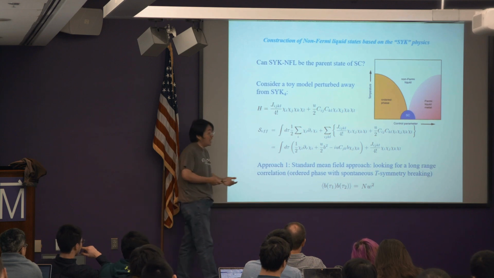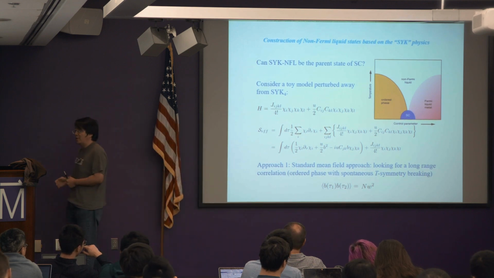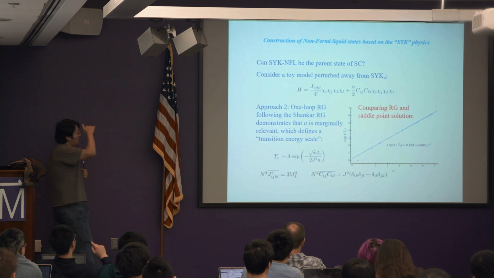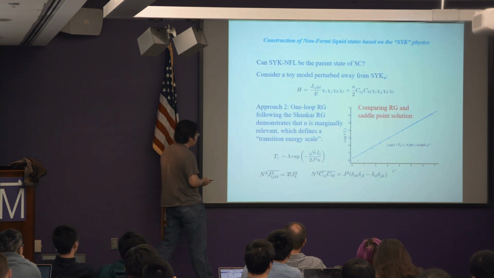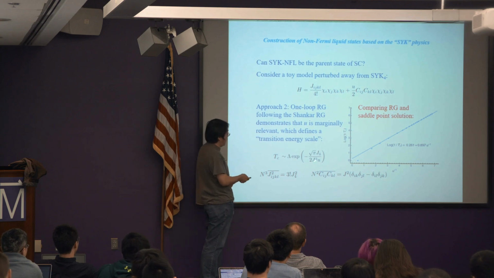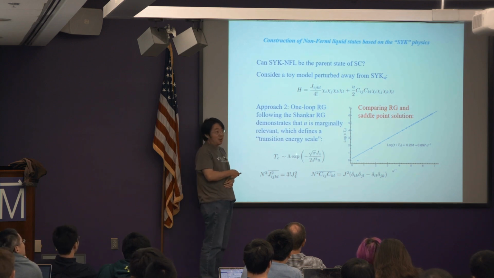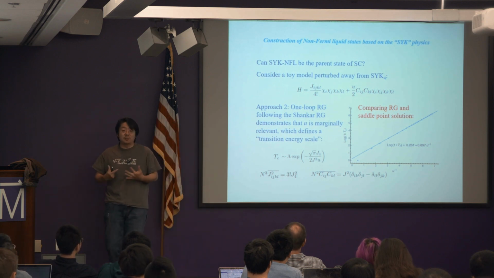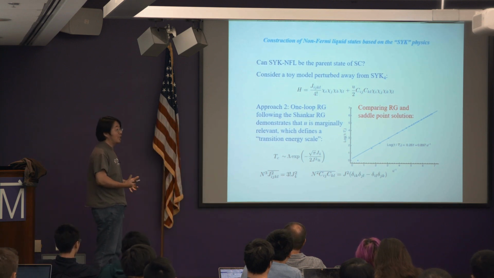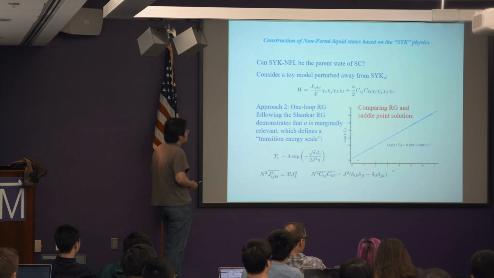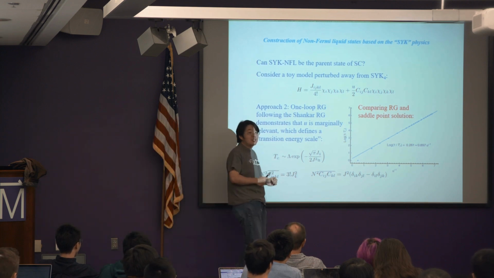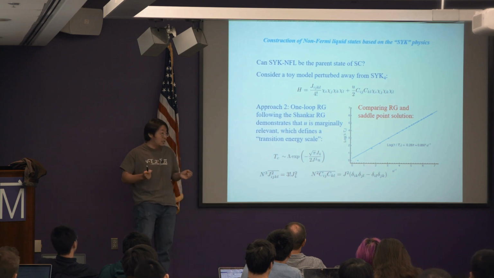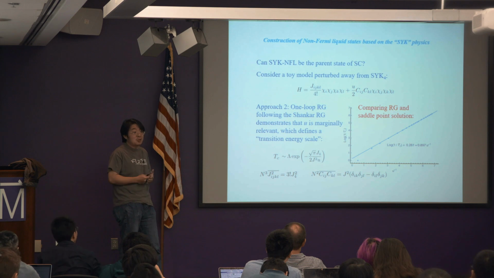It turns out that by solving this G-Sigma action, we can show that at exponentially low energy scale, this SYK model is unstable against superconductivity. So this means that the SYK non-Fermi liquid, just like the Fermi liquid, is also a parent state of a superconductor.